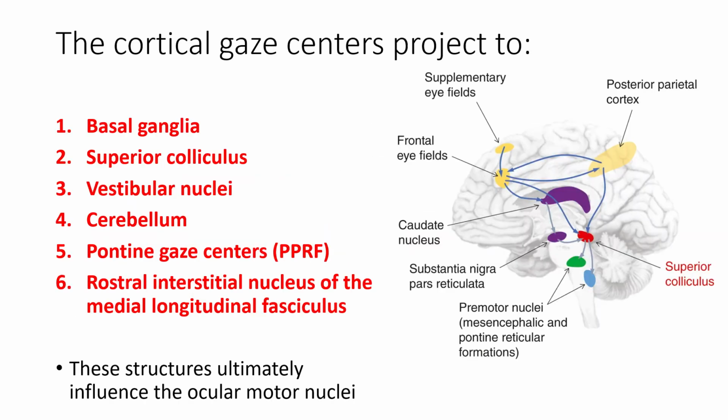Important descending pathways. The cortical gaze centers project onto the basal ganglia, superior colliculus, vestibular nuclei, cerebellum, pontine gaze centers, rostral interstitial nucleus, and medial longitudinal fasciculus. These structures ultimately influence the ocular motor nuclei.